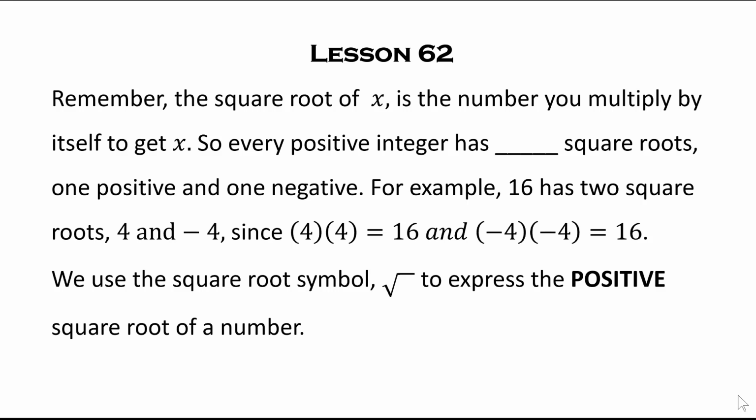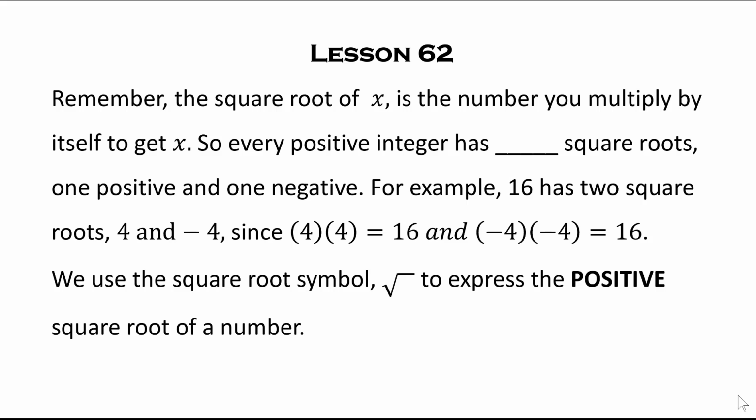So first of all, remember that the definition of square root is this. The square root of a number x is the number you multiply by itself to get x. So the square root of 4, you would say that's 2. The reason the square root of 4 is 2 is because 2 times 2 is 4. So the square root of 9 is 3 because 3 times 3 is 9. The square root of 16 is 4 because 4 times 4 is 16.